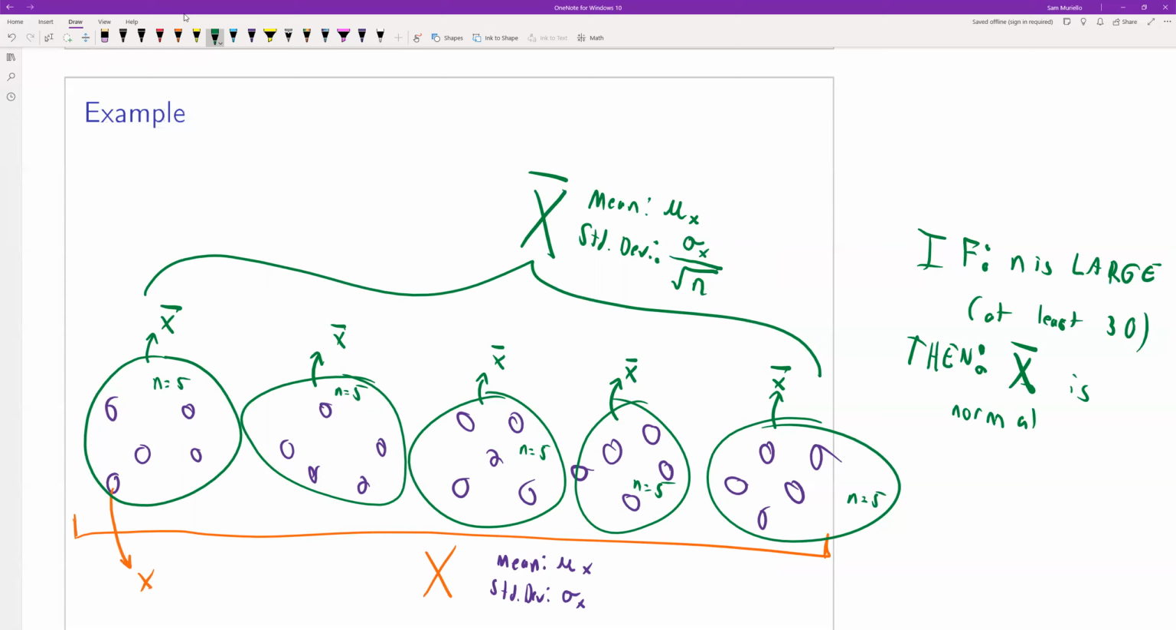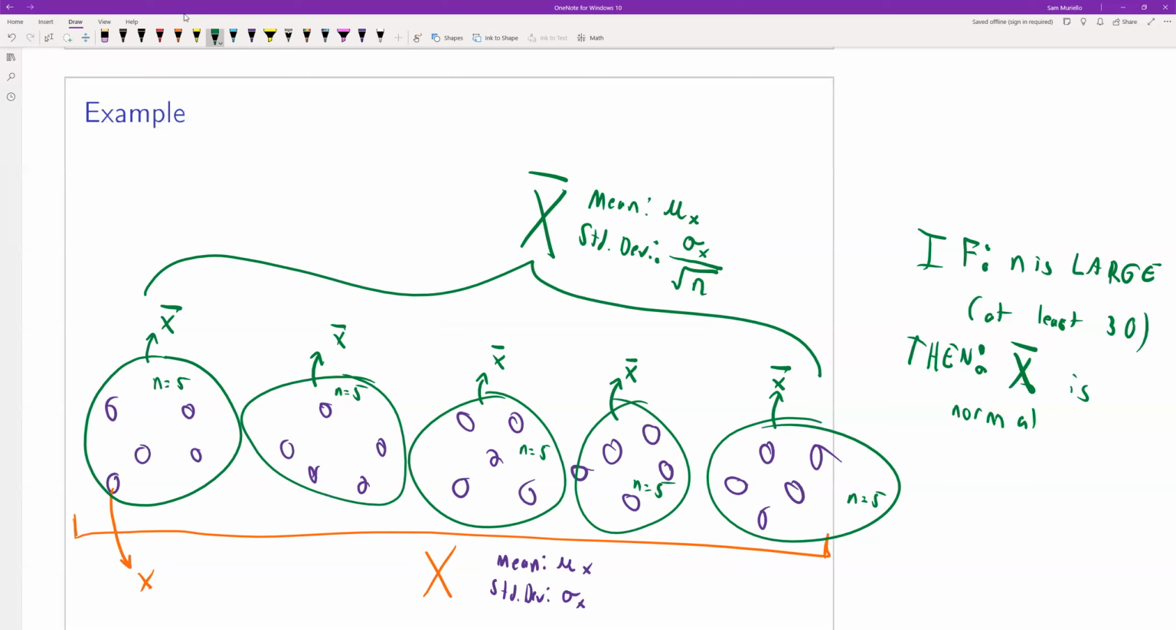We're going to say in this class that as long as it's at least 30, it's close enough to normal that we can do math on it as if it was normal. If it's smaller than 30, it's not quite close enough. If it's larger, then it is even more precisely normal. But 30 is big enough that we can do the job.